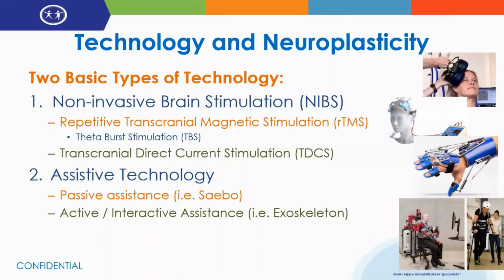Assistive technology. We're talking about things like passive assistance, like SaeboFlex, which is the third picture on the right. This is a device that uses springs and hinges in order to affect opening of the hand. And then you have what's called active or interactive assistance, and we're starting to see lots of articles and information about exoskeletons. You have upper extremity exoskeletons, which have been around for a number of years and are commercially available in several products. And then you have exoskeletons that are designed to help with gait.